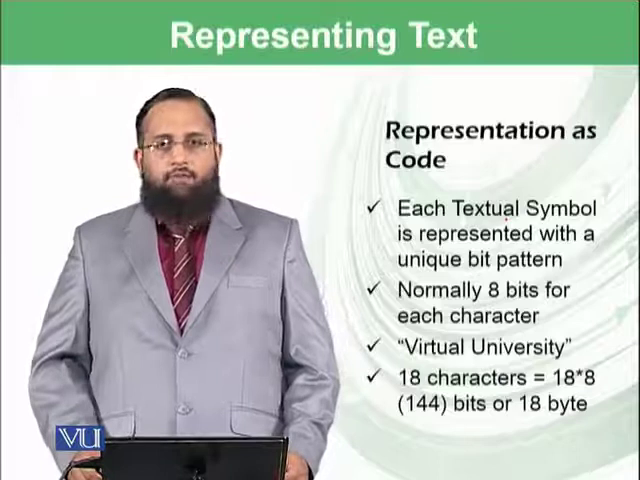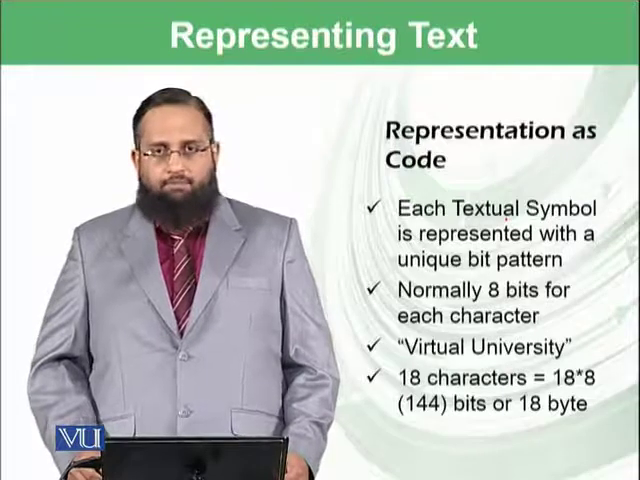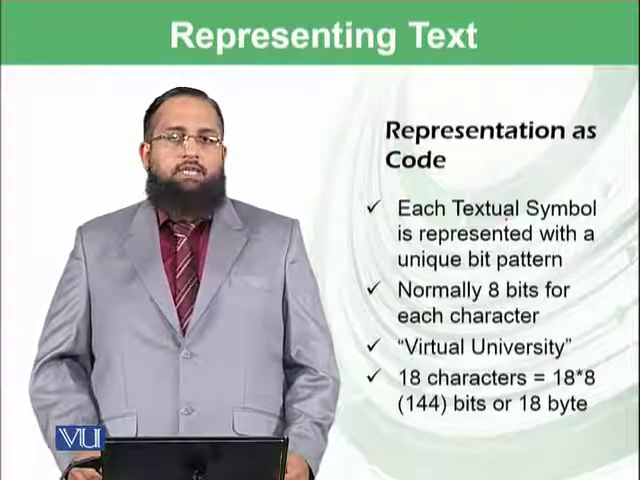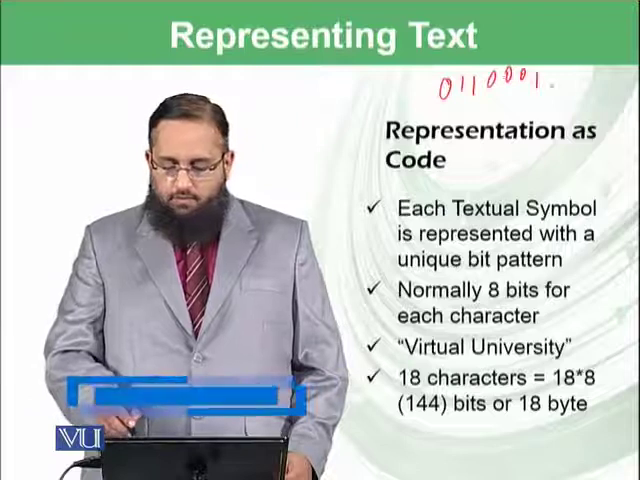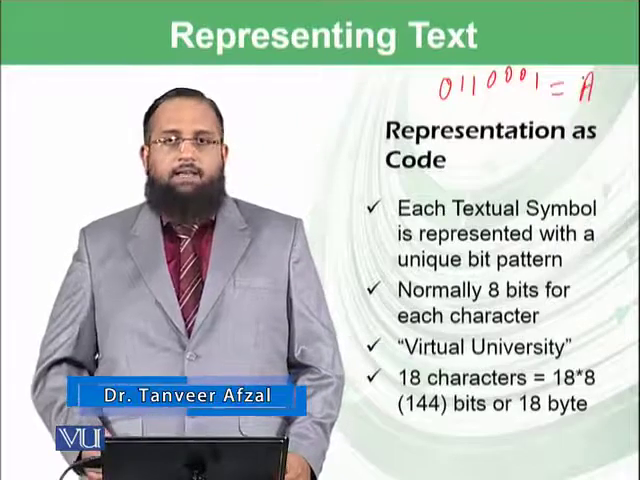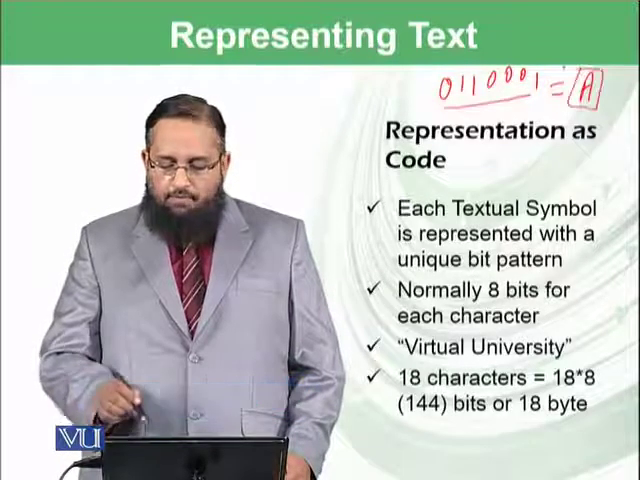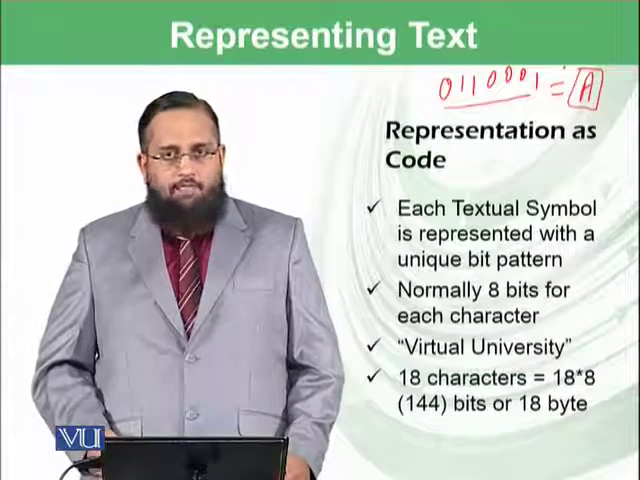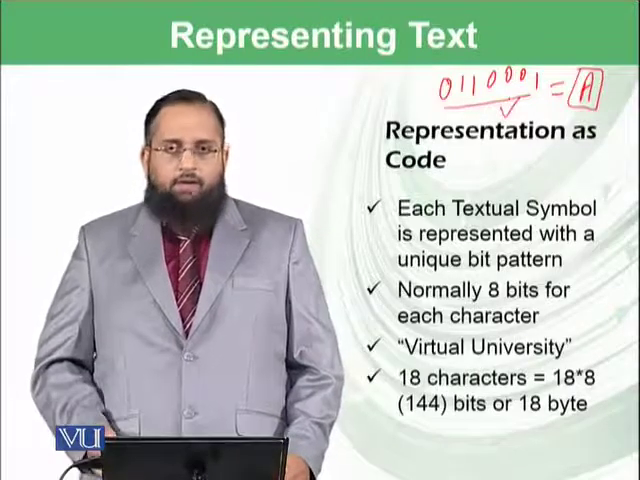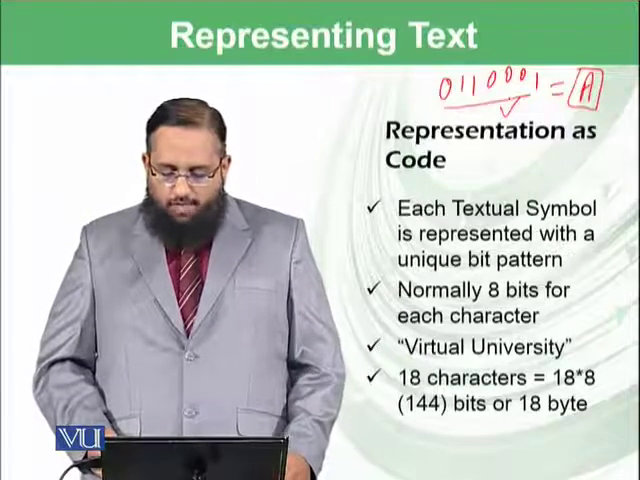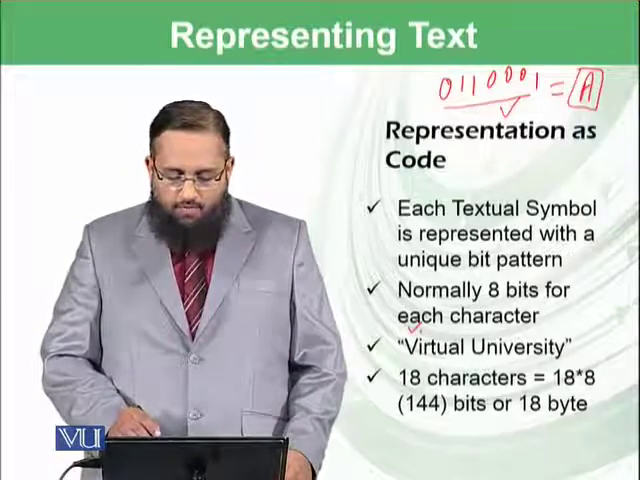Initially we thought that each textual symbol should be represented with a unique bit pattern. So we have a number of zeros and ones. For example, we can say that 0110001 will be A. I'm just giving an example. Such a unique pattern will be used to represent one symbol, and there would be a number of such symbols available in the world, and for each symbol we will design a unique bit pattern that would normally be of 8 bits. So if we want to store virtual university, V would be stored in 8 bits, I would be stored in 8 bits, and so on.